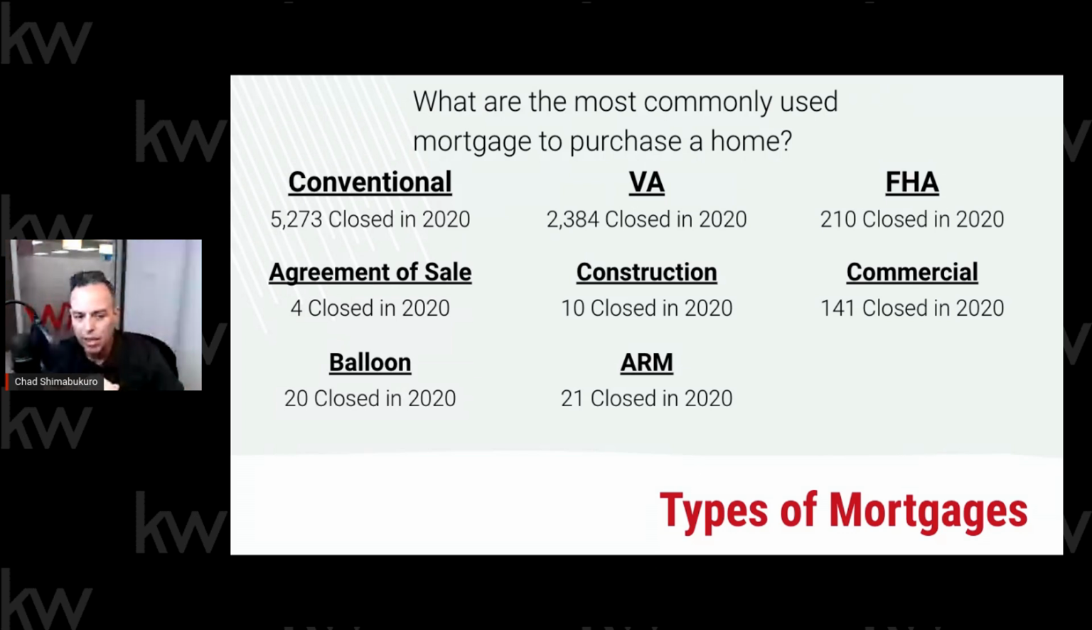I have a lot of people that will ask, will the seller carry, will the seller finance? And the answer is it depends on the circumstance. But if you look at the pool of potential, 4 in the entire year closed in 2020. So I wouldn't focus too heavily on agreement of sale. It's tricky. It benefits the seller far more than the buyer.